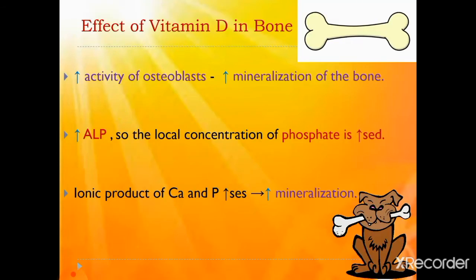Next one, affecting bones. How is vitamin D affecting the bones? It increases the activity of osteoblasts, that is, it increases the mineralization of bones. Calcium minerals are added to the bones with the help of vitamin D, and there is an increased ALP enzyme. So the local concentration of phosphate is also increased. When ALP is increased, the phosphate level is also increased in the area. The ionic product of calcium and phosphorus is increased, therefore increasing the mineralization. So vitamin D helps in mineralization of the bones.